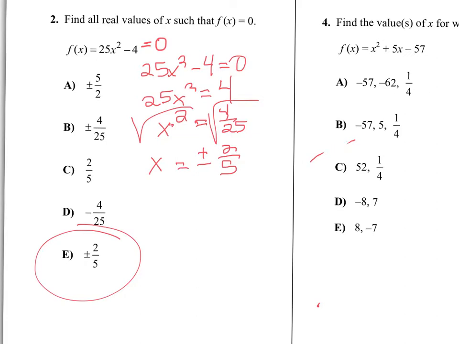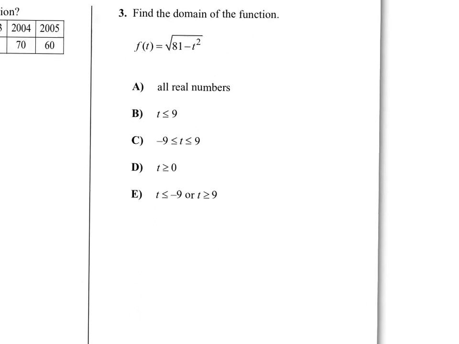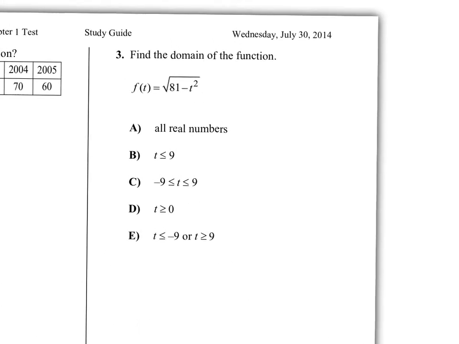Okay, so now we're going to shift over here to number 3. Find the domain of the function. That tells me, since I have a square root, that the inside has to be greater than or equal to 0. So I get 81 is greater than or equal to t squared. All I did was add t squared to both sides. Now I'm going to square root: plus or minus 9 is greater than or equal to t.